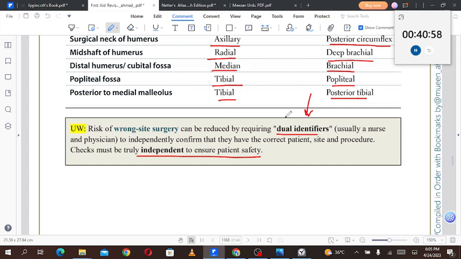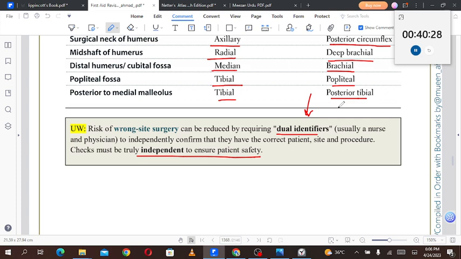Because sometimes the patient came to you because of a problem in maybe the right arm, like fasciitis, and the surgery was to amputate the right arm. If there was a lack of dual identifiers and no cross checking, then instead of amputating the right arm, you amputated the left arm. That would be a proper lawsuit against you, and you can lose your license.